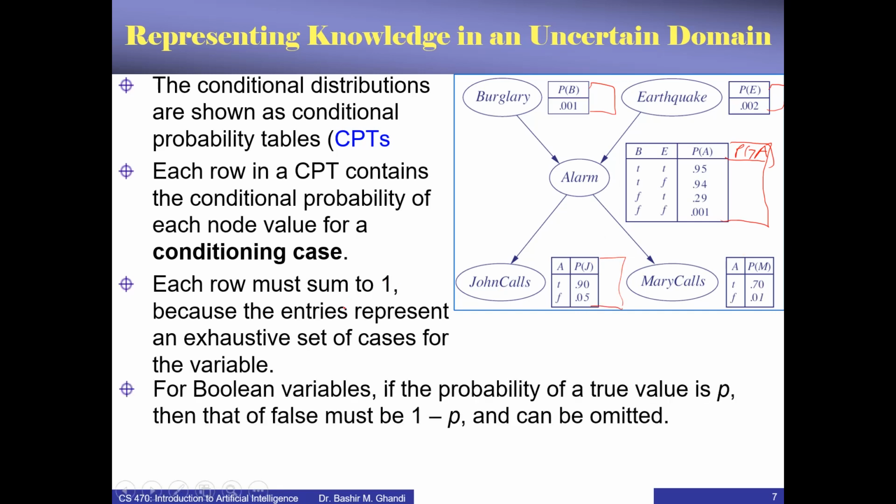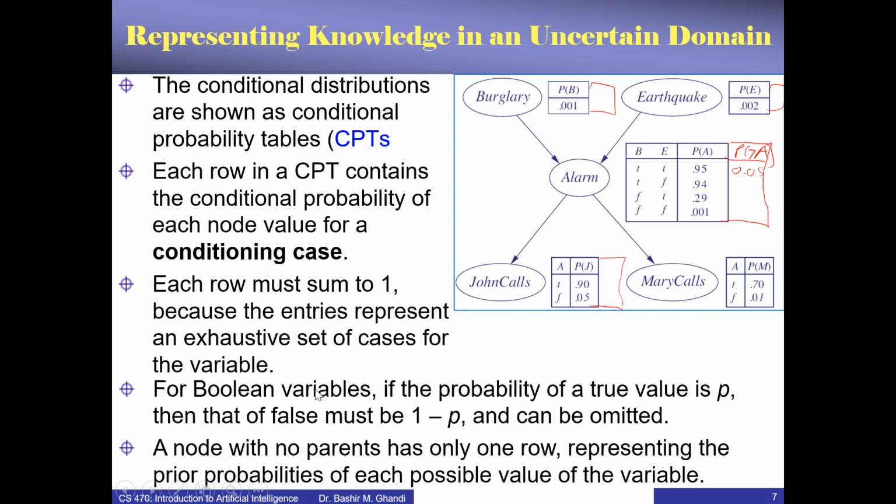The point is, for a Boolean variable, if the probability of a true value is P, then that of false can be calculated automatically, and it is 1 minus P. And therefore there is no need to save it in the table. This is simply going to be 1 minus 0.95, which is 0.05, and so on. So there's no need to store these values, since they can be computed from the other values.